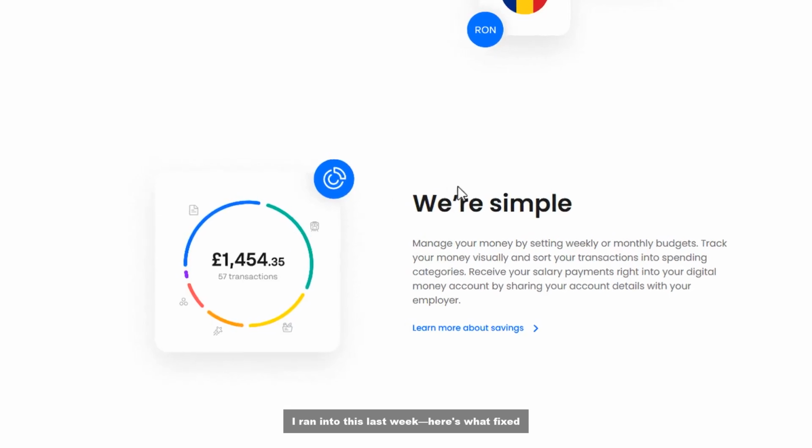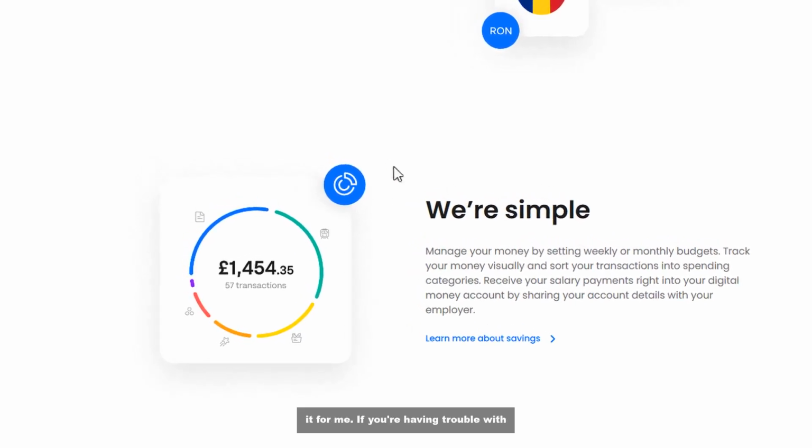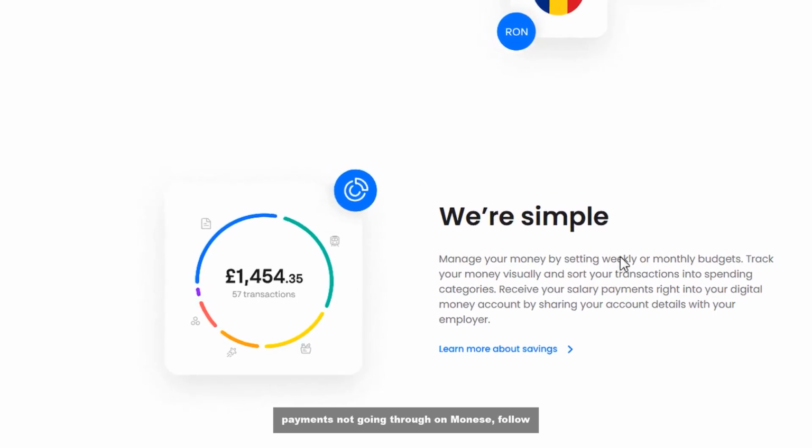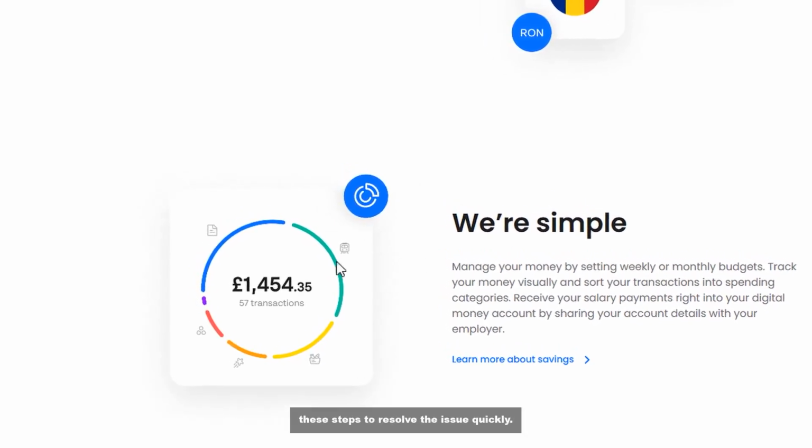I ran into this last week. Here's what fixed it for me. If you're having trouble with payments not going through on Monese, follow these steps to resolve the issue quickly. Step 1. Check your balance.